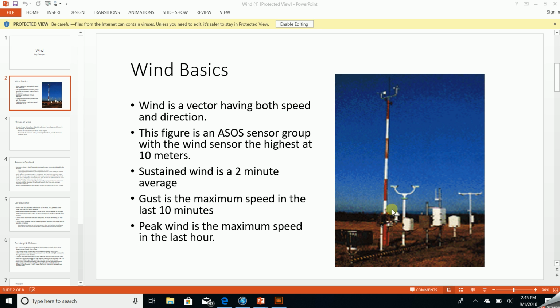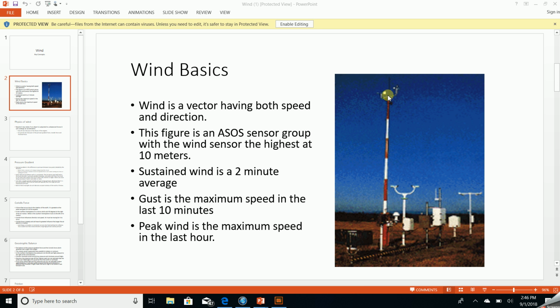So here's an ASOS package. It's what most airports have. Some use AWOS. Any major airport pretty much has ASOS at it. Notice this big long pole. At the very top of it, and this pole is actually 10 meters in height, so you're up there about 33 feet up, that is where the wind is measured with ASOS or at an airport. The wind isn't measured down here at the ground surface or whatever. It's measured 10 meters off the ground.